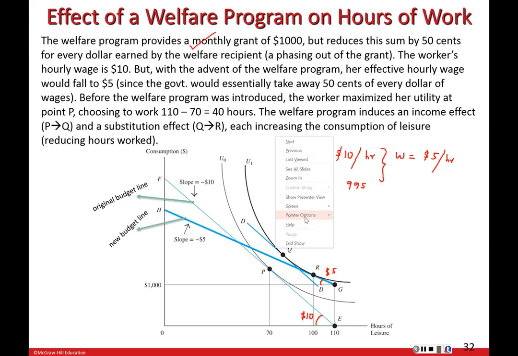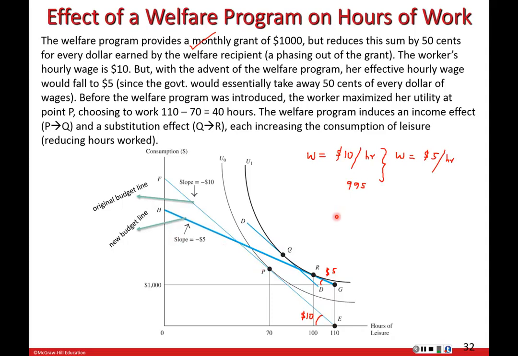Let me switch my pointer option to my laser pointer. Right, so this was the original budget line. There was no non-labor income. Now you get this $1,000 non-labor income, right? But the provision is that for every dollar you then earn by selling your labor, the government takes away 50 cents. So that's like half of any wage is taken away. And so this new wage rate is going to be 0.5 times the original wage, right? So that's a lower slope naturally. So this then is the new budget line, correct?